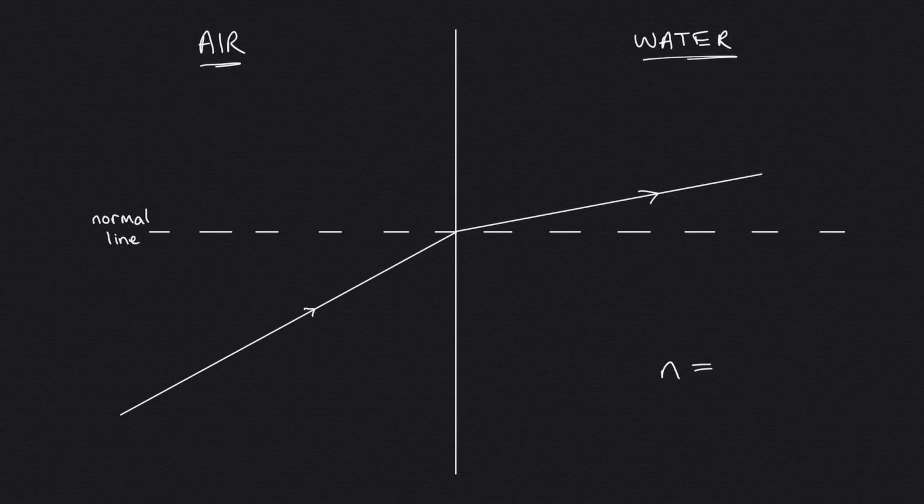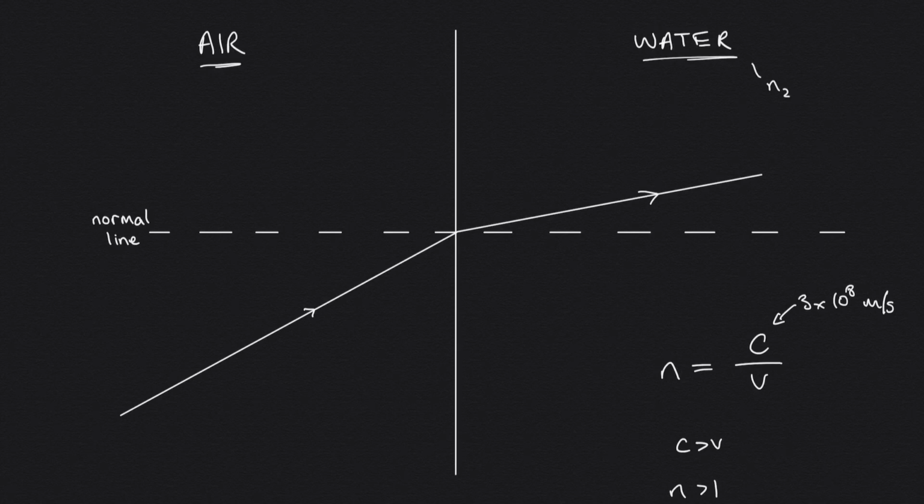We can measure the significance of this effect using a refractive index n, equal to the speed of light in a vacuum, c, divided by the speed of light in that specific medium, v. Since c must be greater than v, the refractive index is always greater than 1. For example, the refractive index of water is 1.333.